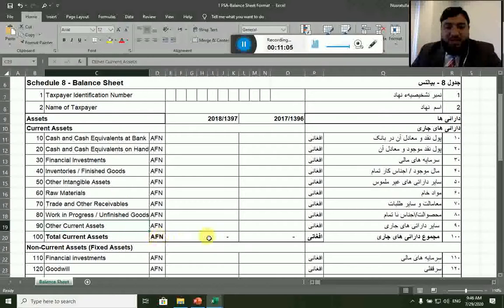Now total current assets, as you can see, we have to add from 10 to 90. That will be all current total assets. That's for the current year 2018. That's for the previous year 2017.